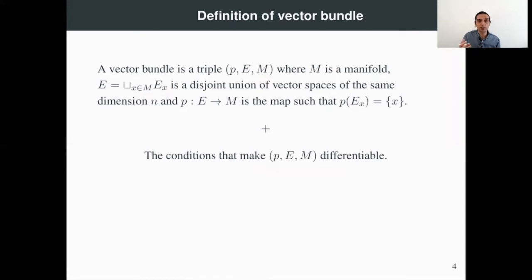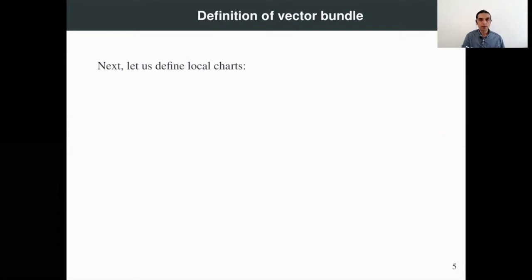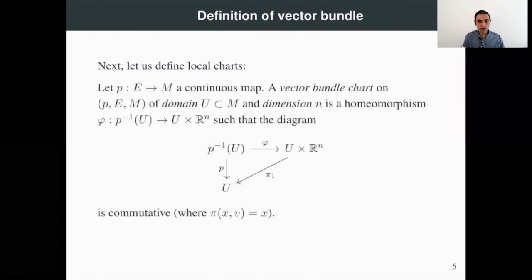Of course, for instance, we can consider C^r vector bundles, and in order to do so, we have to consider extra conditions. Now let us define local charts for vector bundles. Okay, so first let us consider a continuous map p from E to M. Continuous because a priori we can consider vector bundles that are just C^0. Of course, if the vector bundle is C^r, this map has to be C^r.